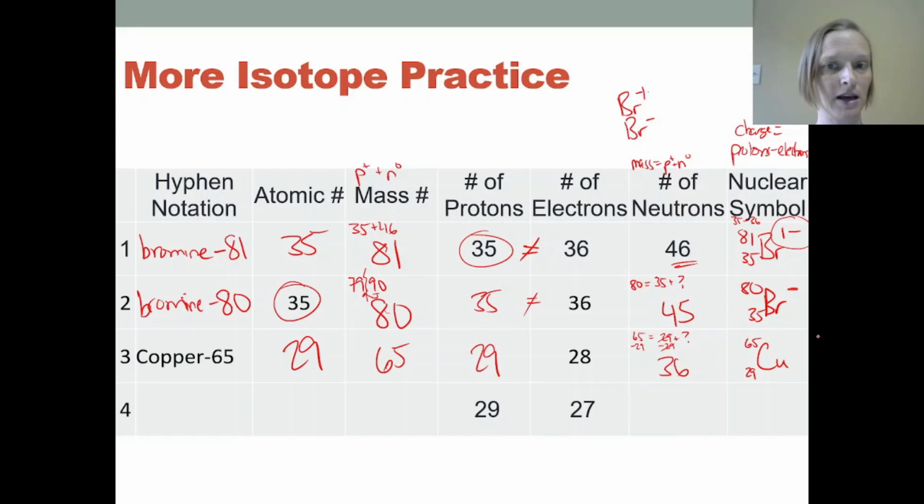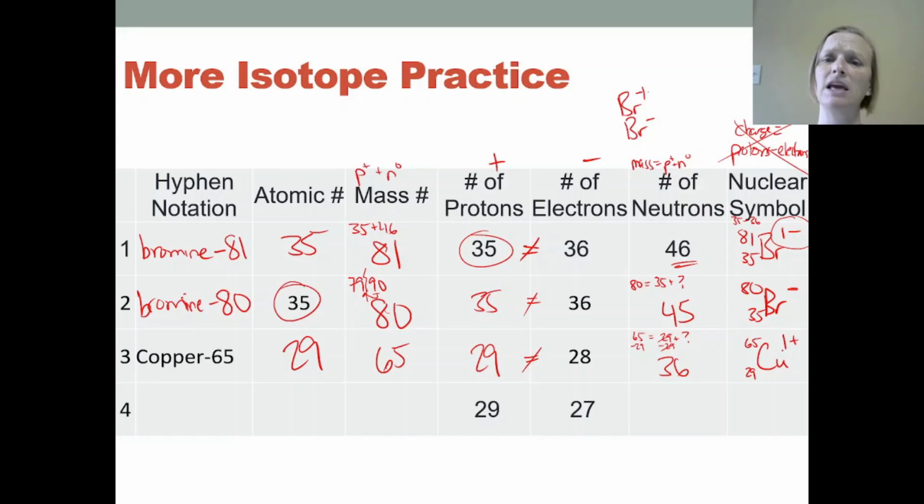I'm not quite done yet because my protons are not equal to my electrons. Therefore, I need to do a subtraction problem. Now, I don't actually like to rely on this equation. I can reason it out in my head that I've got one more proton than electrons. Therefore, I must have a charge of 1. Now, is it positive 1 or negative 1? I've got more protons than electrons, and protons are positive. Electrons are negative. Therefore, my charge must be positive 1.